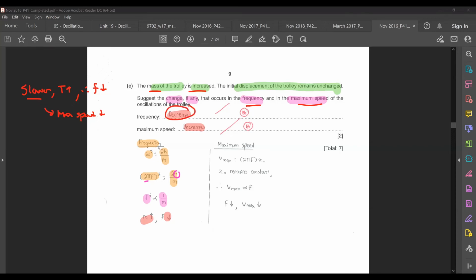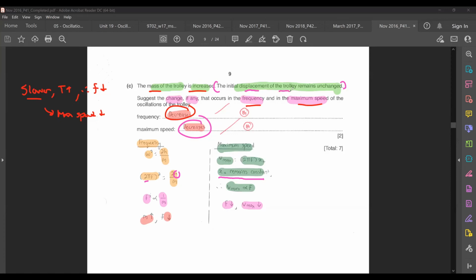Now, when it comes to the maximum speed part, we know that just now Vmax is omega x naught, or rather 2 pi f x naught. Now, if your x naught remains constant, that means Vmax is proportional to f. If your f decreases, your Vmax would therefore drop. So this will explain this one. Okay, so that is for this. Your x naught remains constant here because they told you the initial displacement of your trolley remains unchanged.